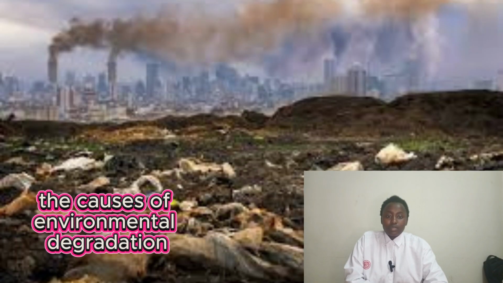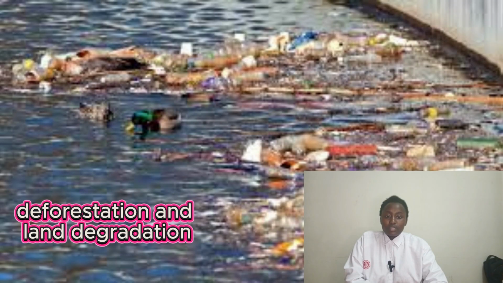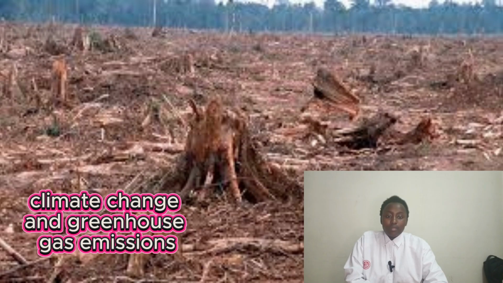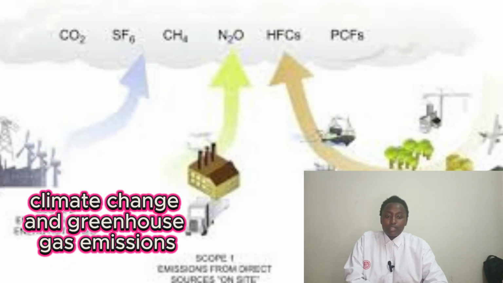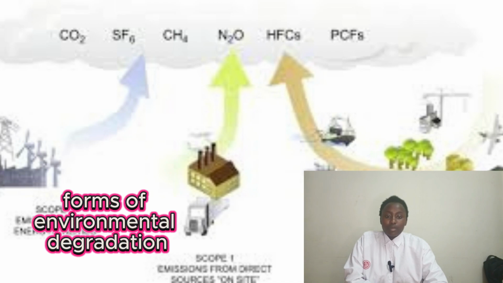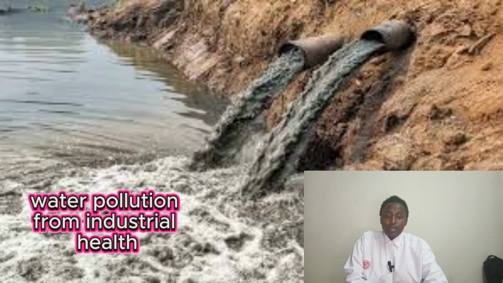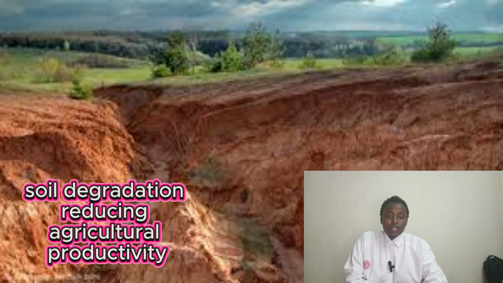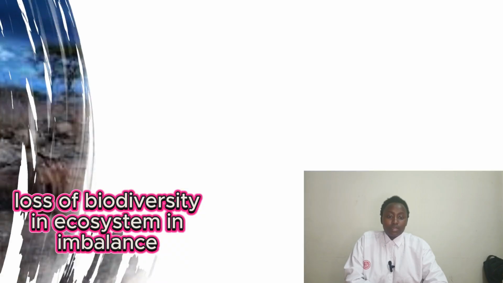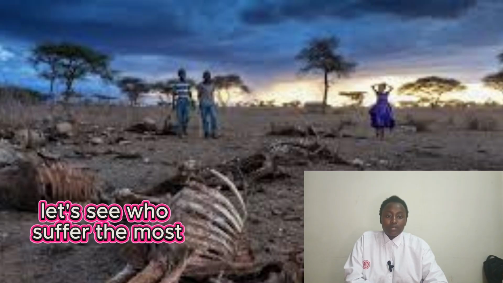The causes of environmental degradation: industrial pollution and waste disposal, deforestation and land degradation, climate change and greenhouse gas emissions, overpopulation and urbanization. Forms of environmental degradation: air pollution affecting respiratory health, water pollution from industrial waste, soil degradation reducing agricultural productivity, and loss of biodiversity causing ecosystem imbalance.